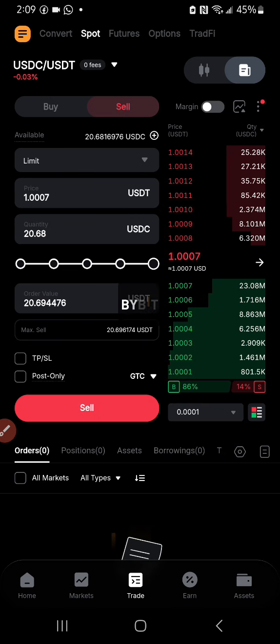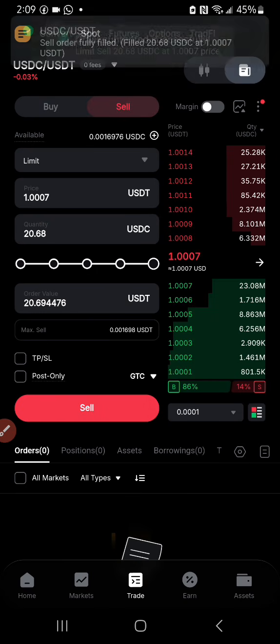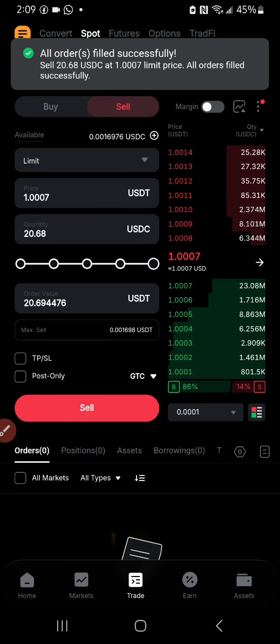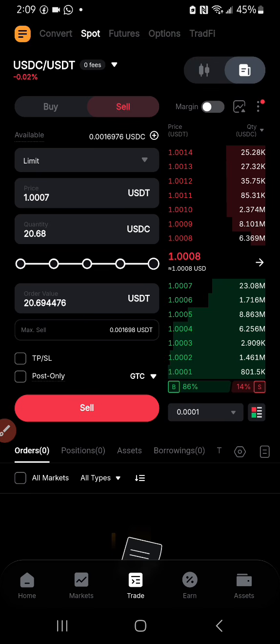And keep in mind the last stage here is to convert the USDC back to the initial USDT. This will enable you to do it again if you want to. So that's how it all works.